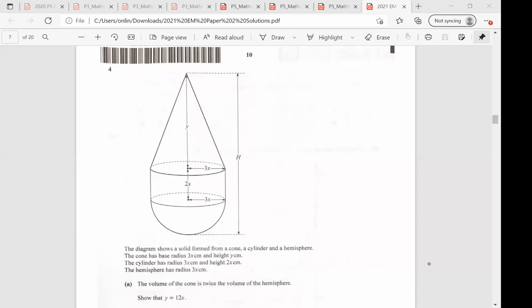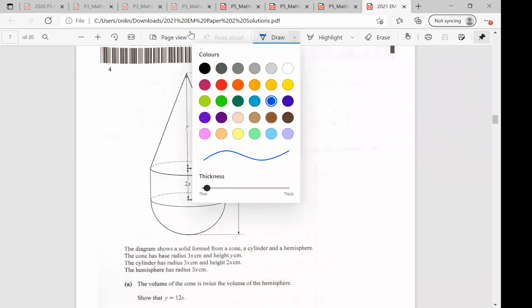So for this question, there is a diagram that shows a solid formed from a cone, a cylinder, and a hemisphere. They say that the cone has a radius of 3x cm and the height is y cm, and the cylinder has a radius of 3x cm and height of 2x cm, and then we have a hemisphere with a radius of 3x cm. So to begin the question, I will start with the part where we have our different volumes.